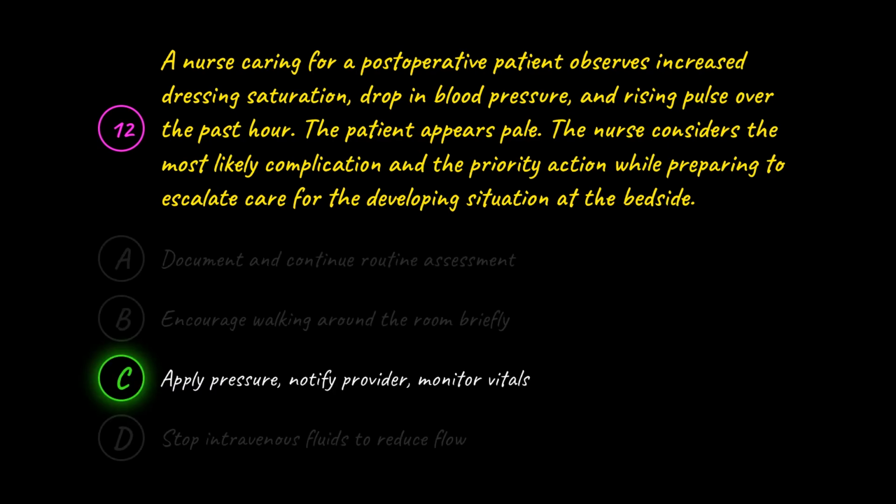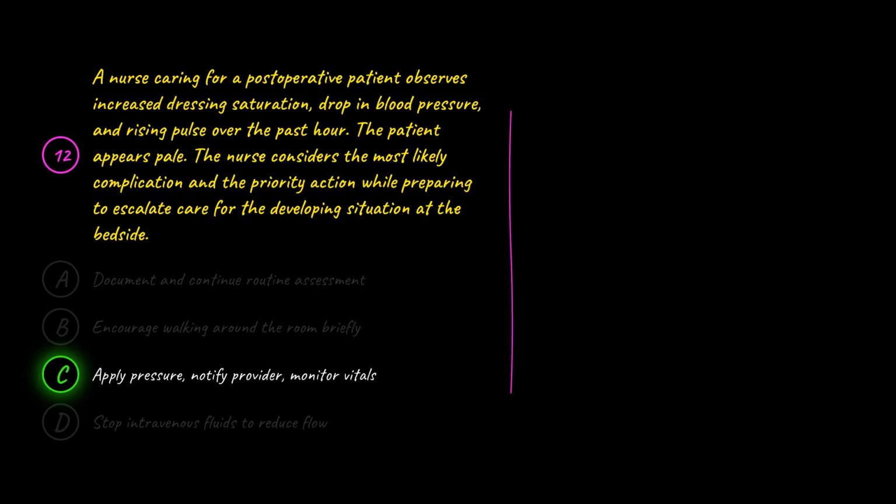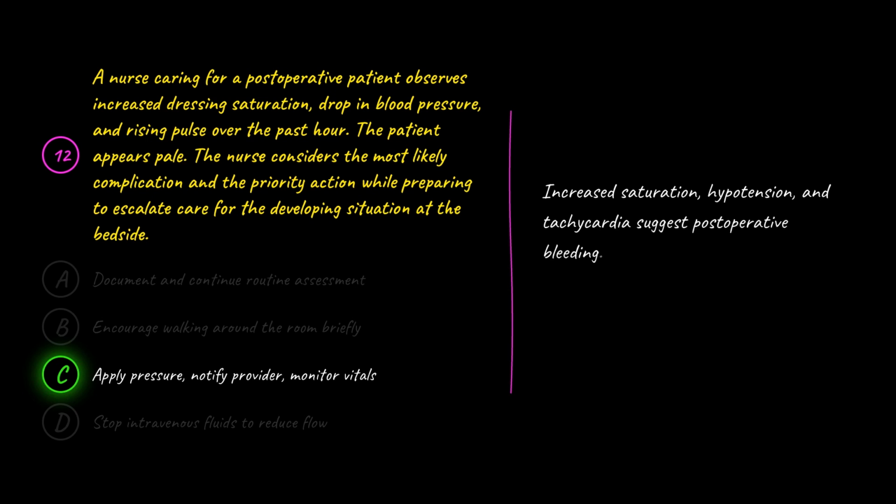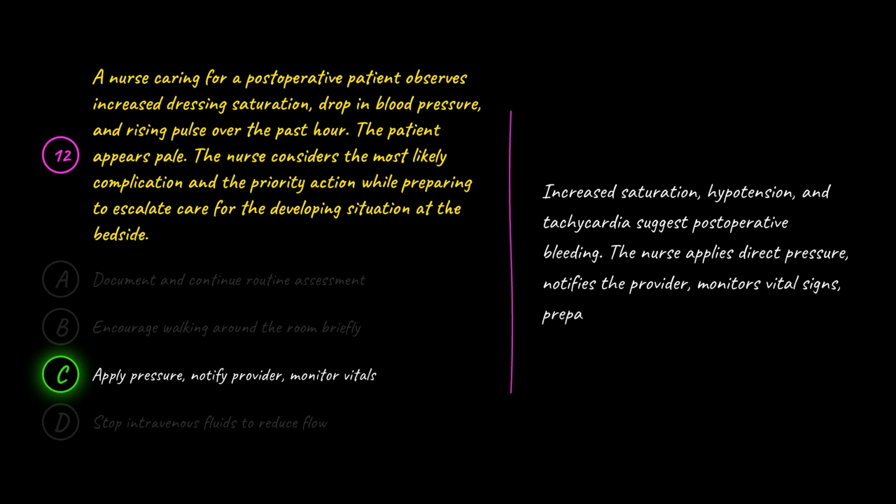The correct answer is C. Apply pressure, notify provider, monitor vitals. C is correct because increased saturation, hypotension, and tachycardia suggest post-operative bleeding. The nurse applies direct pressure, notifies the provider, monitors vital signs, prepares fluids and possible blood products, and watches for signs of progression toward shock.